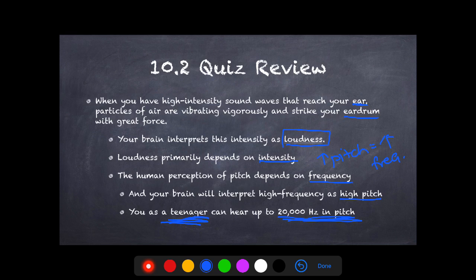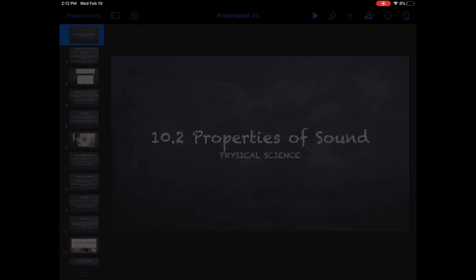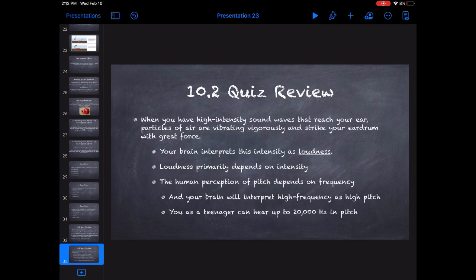You guys as teenagers, remember this fact is that you can only hear up to 200 hertz in pitch. As you get older, you will become sensitive till you reach about 70,000 hertz. And then you will start to lose that as you age. So an older person, maybe in their 60s, is not going to hear as well as somebody who's in their 30s.